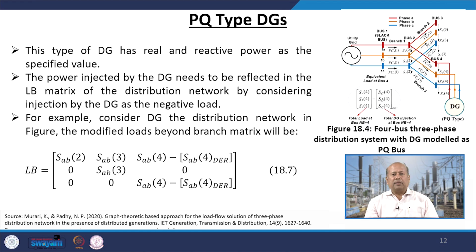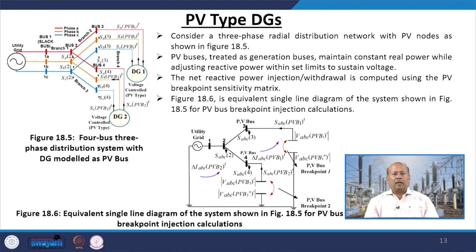For example, consider the distribution network with DG in the figure shown on the right-hand side. The modified loads beyond branch matrix will be given by equation number 18.7. Now we can move to PV type distributed generations, where we are connecting two DGs, DG number 1 and DG number 2. One DG is connected at bus number 3, the other DG is connected at bus number 4, but they are not like the previous PQ type, they are PV types.